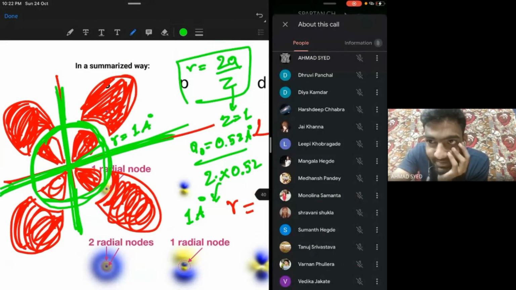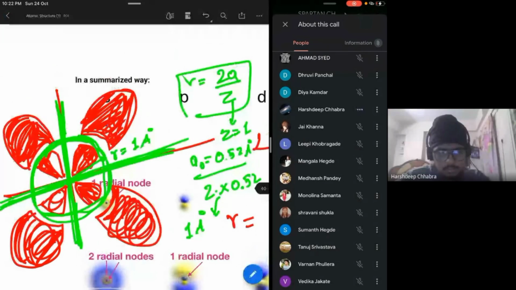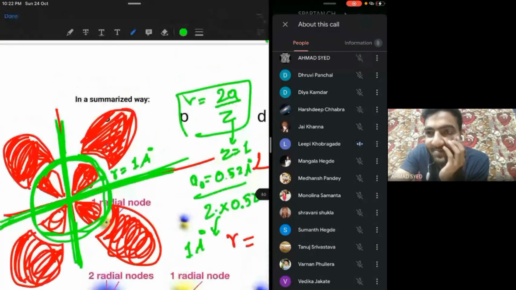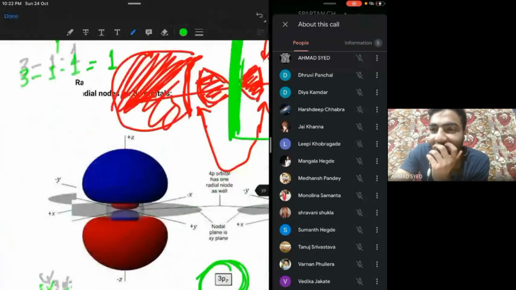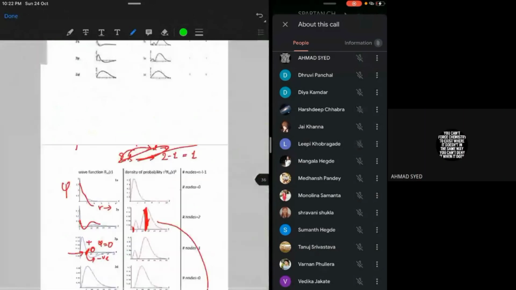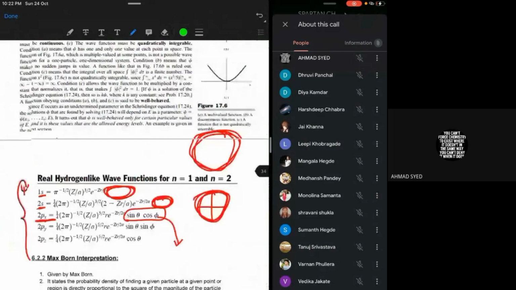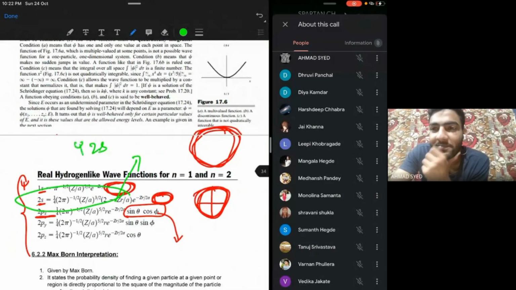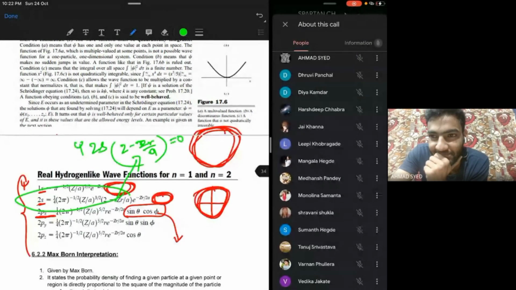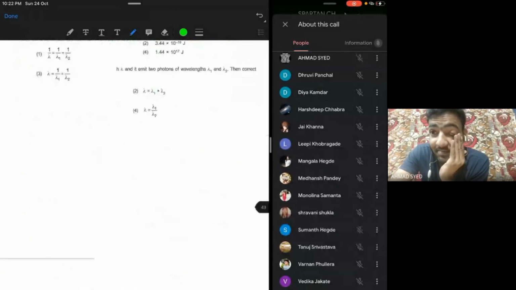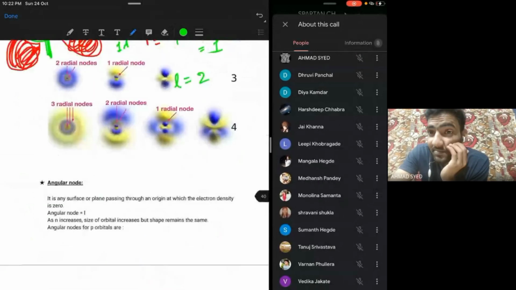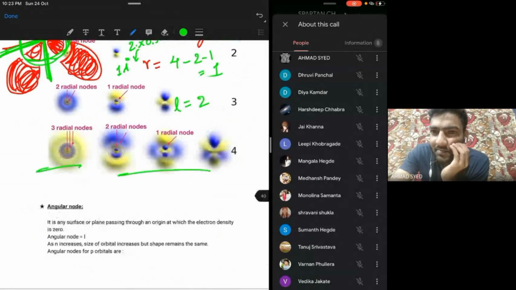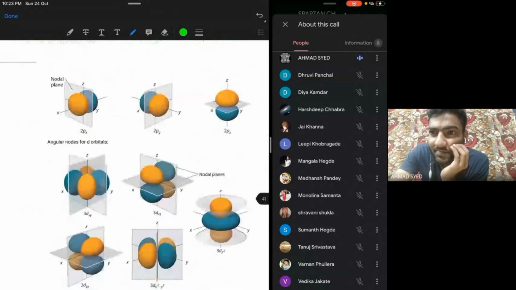Did you guys get it? Yes, sir. What we are telling is that this r equals 2a by z is coming from here, from psi 2s. We just found out that this zr minus 2a thing equals 0. Yes, Bhaiya, that one. Anyone who did not understand anything till now? And that's how we get radial nodes and angular nodes. These are the things you can all read.